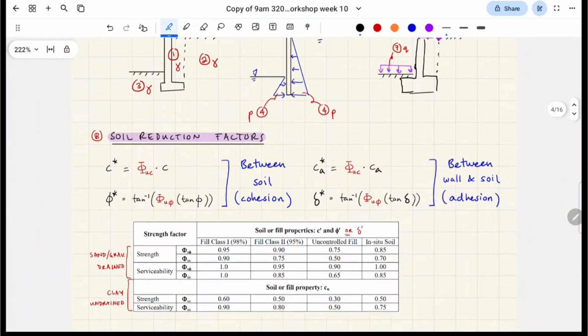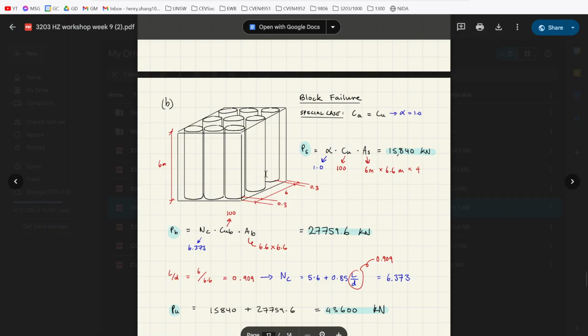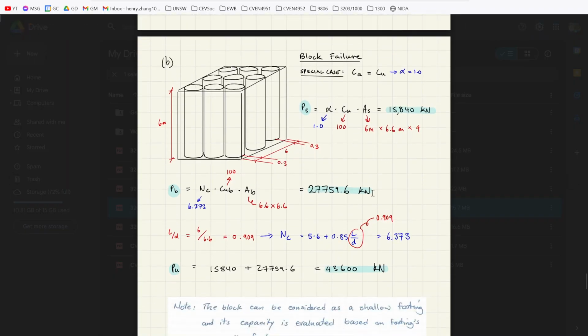Okay, so soil reduction factors, they look like this. There are equations for them. And you know what I might quickly talk about? In my last workshop, when I talked about block failure, I want to talk about this a bit more because I actually realized where this came from. When we're talking about a pile group with multiple piles, and we're calculating for block failure, we're calculating the volume, that big block there, the volume of soil and its failure mechanism. And it's based on this cohesion and adhesion, right?